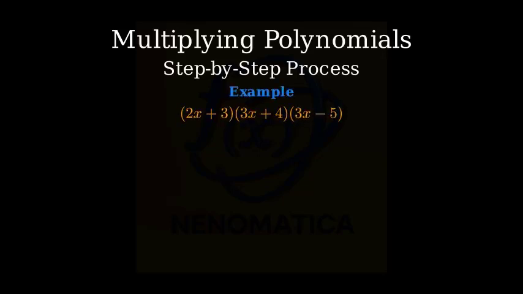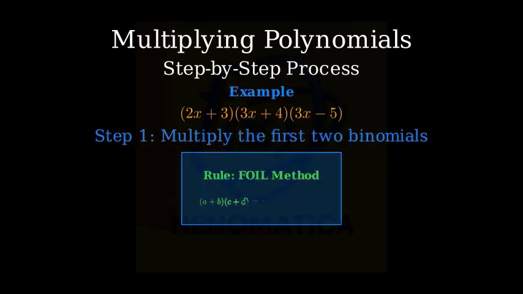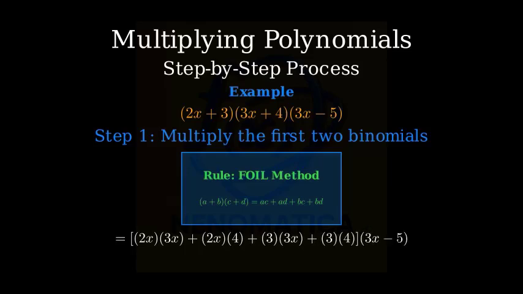We need to multiply these three binomials: 2x plus 3 multiplied by 3x plus 4, multiplied by 3x minus 5. When we have more than two expressions to multiply, we'll work step by step, multiplying two expressions at a time. Let's start by multiplying the first two binomials, 2x plus 3 and 3x plus 4.